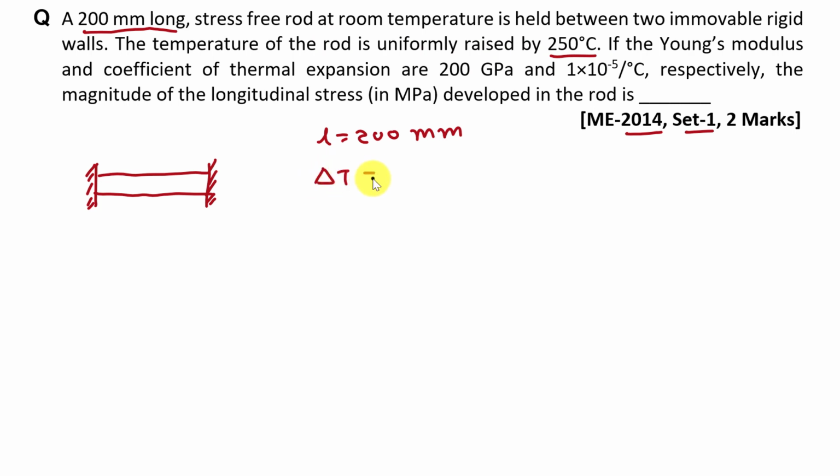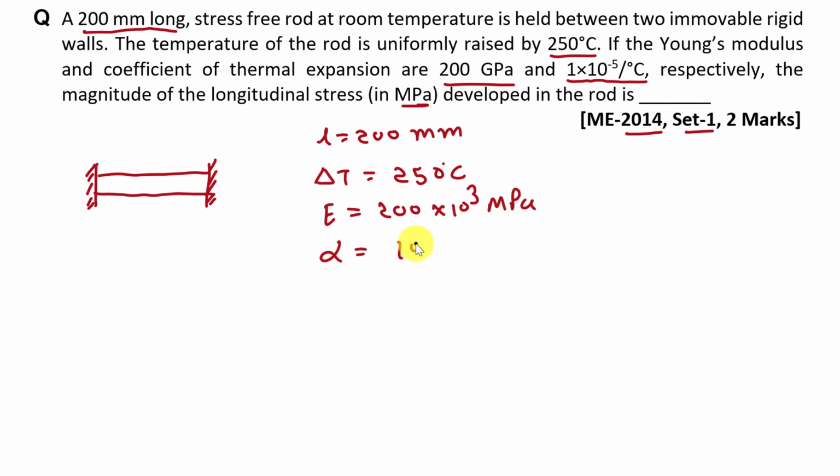The temperature of the rod is uniformly raised by 250 degrees Celsius. Means here delta T is equal to 250 degrees Celsius. If the Young modulus and coefficient of thermal expansion are 200 gigapascal and 1 into 10 raised to minus 5 per degree centigrade respectively, then the magnitude of longitudinal stress in megapascal developed in the rod is dash. Means here the value of E is given as 200 gigapascal, means it will be 200 into 10 raised to 3 megapascal, and the value of alpha is 10 raised to minus 5 degree centigrade inverse.